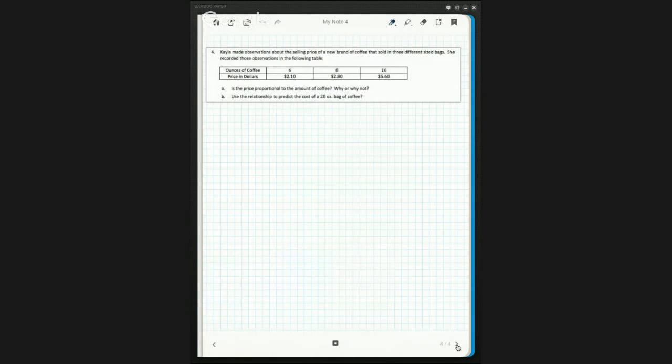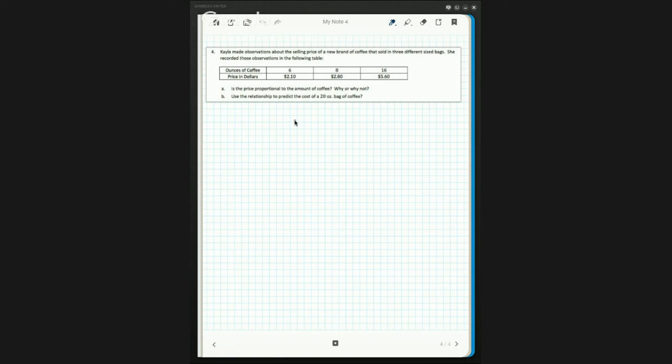Now let's move on to another problem, which is Kayla making an observation about the selling price of coffee that is sold in different sizes of bags. So if you buy a 6-ounce coffee bag, it costs $2.10. If you buy 8 ounces, it's $2.80. And if you buy 16 ounces, it's $5.60. And the question is, is the price proportional to the amount of coffee? Why or why not? And then we have to use the answer to predict the price of a 20-ounce bag of coffee. So let's look at this problem.